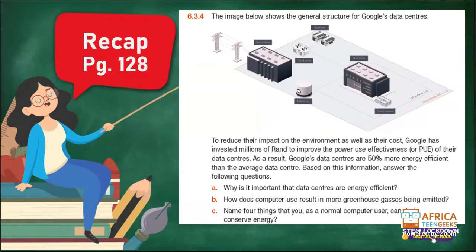Name 4 things that you, as a normal computer user, can do to conserve energy. Just type in there. What can you do to conserve energy? Dim my screen, perfect, good. What else? Then turn off devices you are not using, good, perfect. What else? So we are conserving electricity, right? What else?